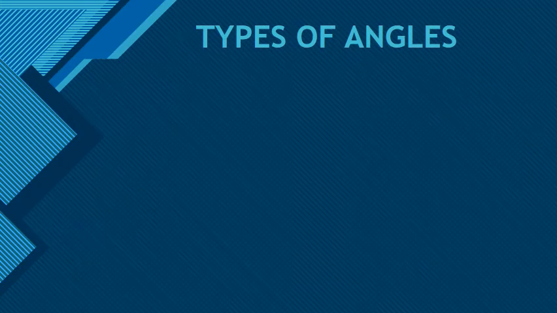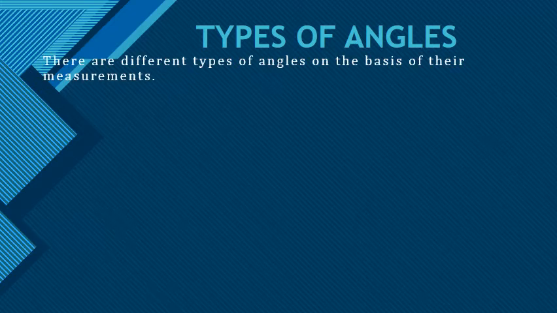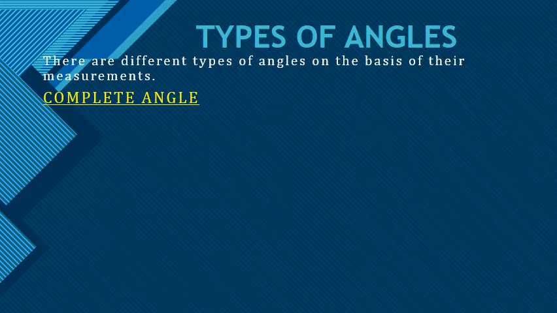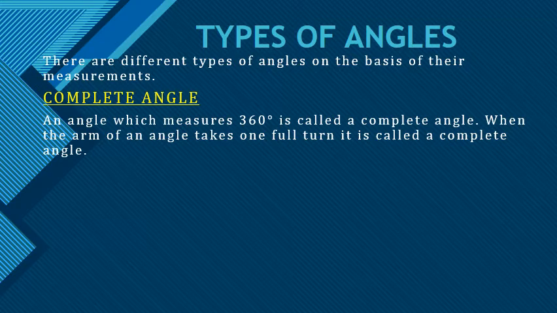Now children, let's learn about different types of angles. There are different types of angles on the basis of their measurements. The first type of angle is complete angle. An angle which measures 360 degrees is called a complete angle. When the arm of an angle takes one full turn, it is called a complete angle.